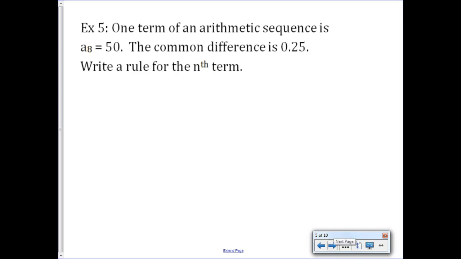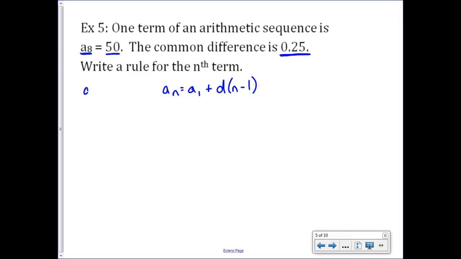All right, one term of an arithmetic sequence is A sub 8 equals 50. The common difference is 0.25. Write a rule for the nth term. Okay, so I'm going to go back to writing this out. There's just our basic rule. We know some information. We know the common difference is 0.25. We know A sub 8 is 50.